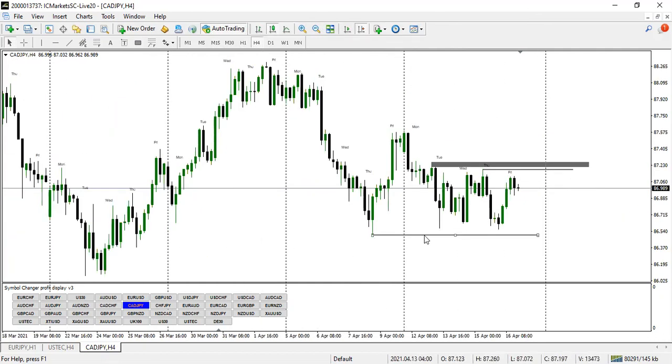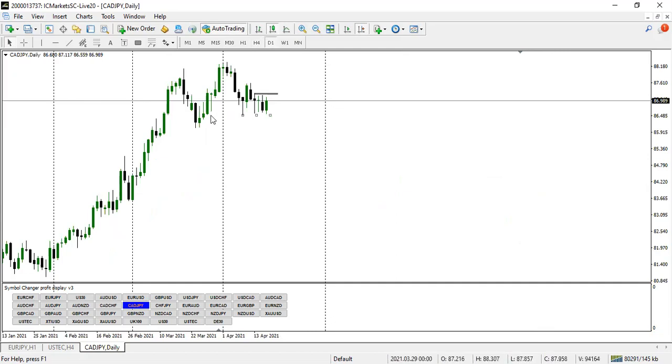Seeing an equal low here, I want to see this particular low taken out. Then price can probably reverse from there, because this price is surely bullish. Then we can likely see some kind of push up, or price will continue to trade down. So that is what I'm expecting on CHF.